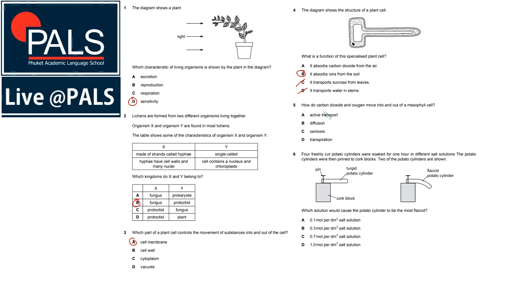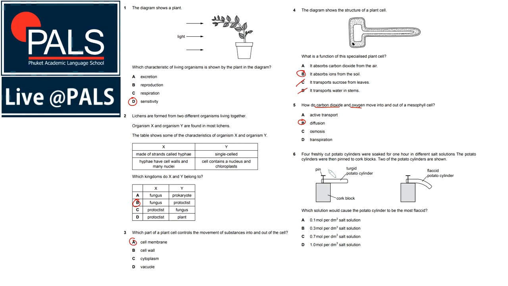How do carbon dioxide and oxygen move into and out of mesophyll cells? Since they are very simple molecules, which are non-polar and very small, these molecules can diffuse across cell membranes, so therefore diffusion. These are the major two molecules that you should remember in terms of being able to diffuse in and out of cells.